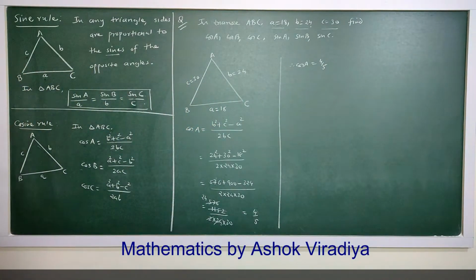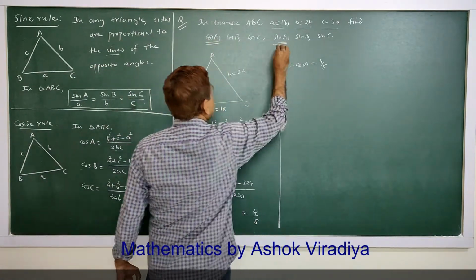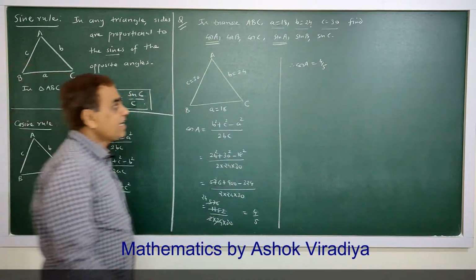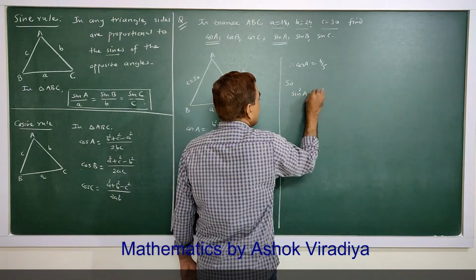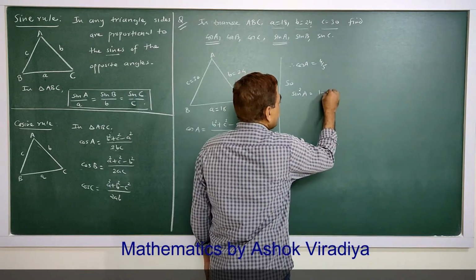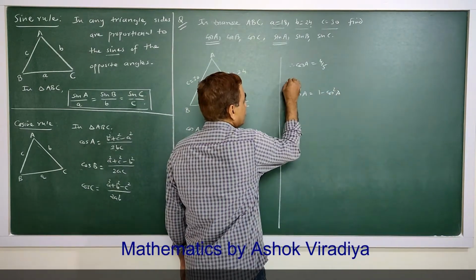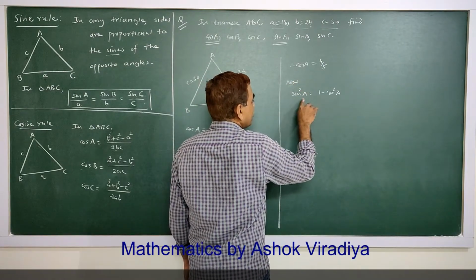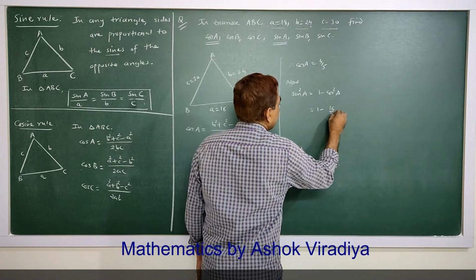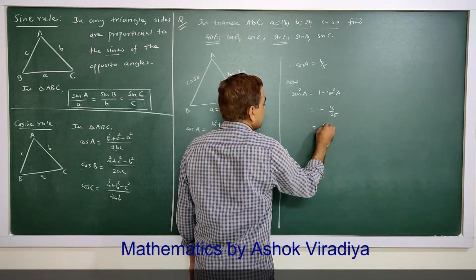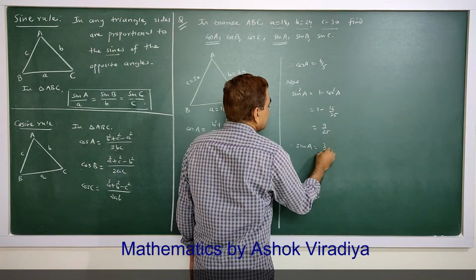And from cosine A we can calculate sine A. To find sine A we use sine square A is 1 minus cos square A. Using this identity to find the value of sine from cosine, this is 1 minus 16 by 25, so 25 minus 16, 9 by 25. So sine A is 3 by 5.